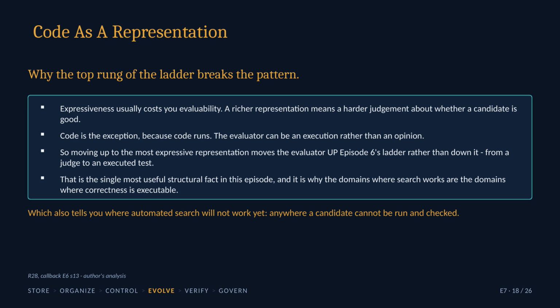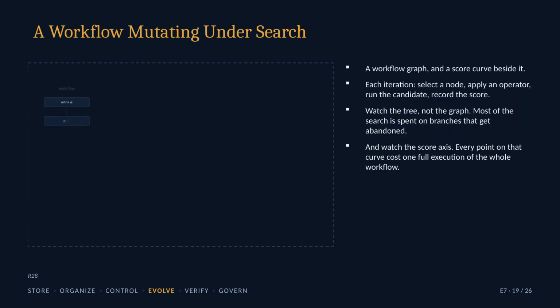They are. Here is a search running. On the left a workflow graph mutating under the operator set, a node edited, a node inserted, a branch swapped. On the right the search tree growing, and beneath it the score curve.